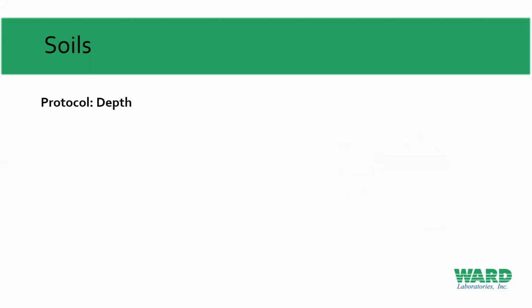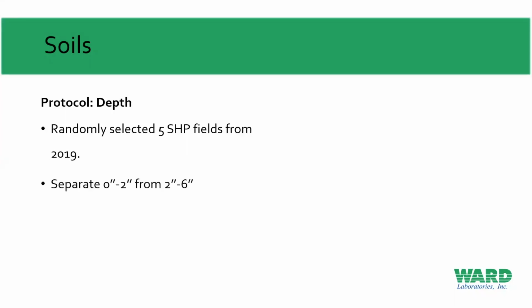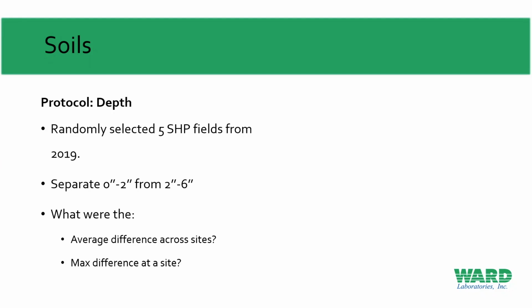To illustrate this idea on depth, I went through and selected a day from 2019 where we had 5 different SHP farmer partners submit samples. As we know, the sampling protocol is that we're doing a 0 to 2 and a 2 to 6 inch soil sample. So we can illustrate what kind of effect sampling depth has on the soil test itself. So what I did, I went ahead and split each site into the 0 to 2 and then the 2 to 6 inch samples.